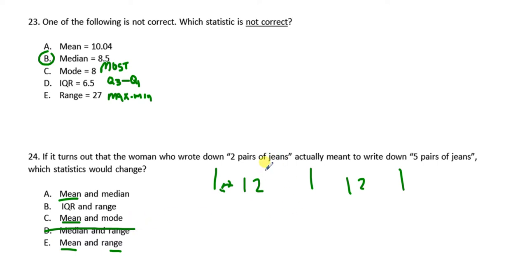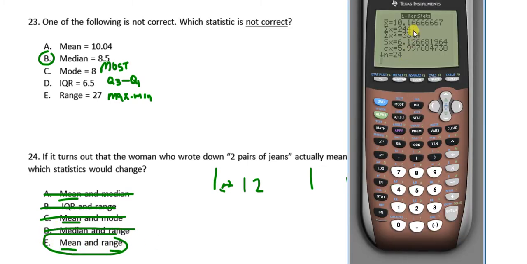And the Q1, the IQR, the middle of this and the middle of this didn't change because all we did is change the minimum. So the IQR doesn't change. And we just said the median doesn't change, so it can't be that one. And 8 is still the one that shows up the most often. If 5 was close to it, maybe the mode would have changed, but the mode didn't change on that one, so it can't be that one. So the mean and the range changed when we changed that 2 to a 5.